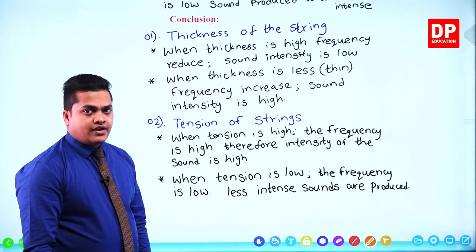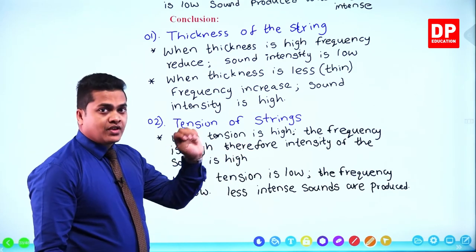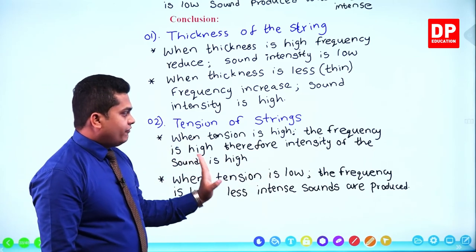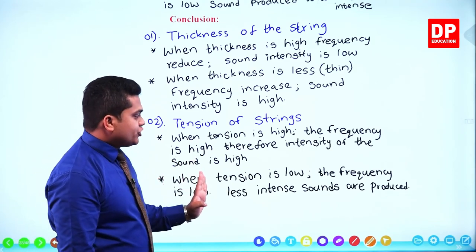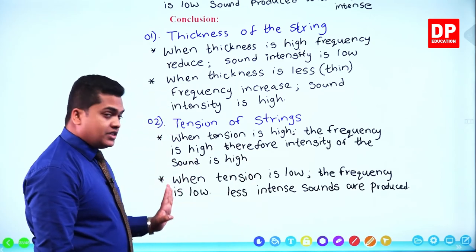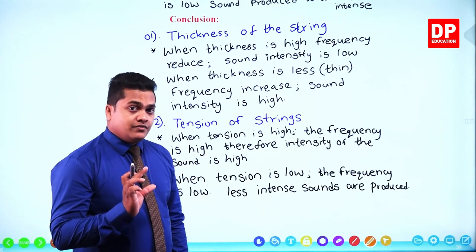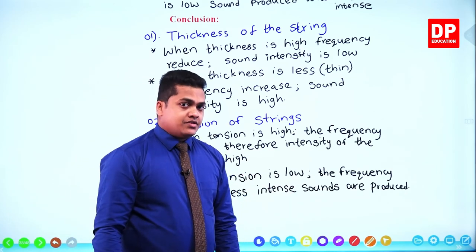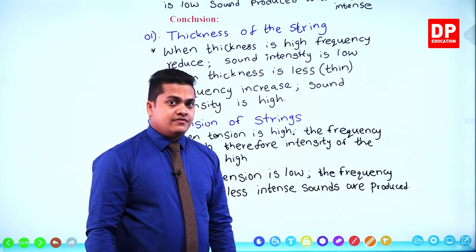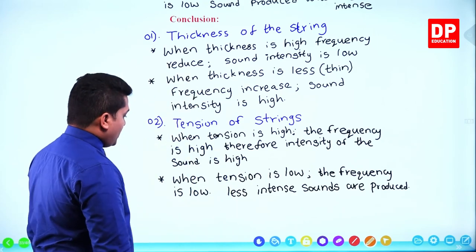Right. So this is the second factor, the tension of the string. When tension is high, frequency is high, so therefore the intensity of the sound is also high. In the second case, when tension is low, frequency is also low, meaning that when reducing the tension, less intense sounds are produced. So this is our second factor that affects the frequency of an instrument which generates sound by the vibration of strings.